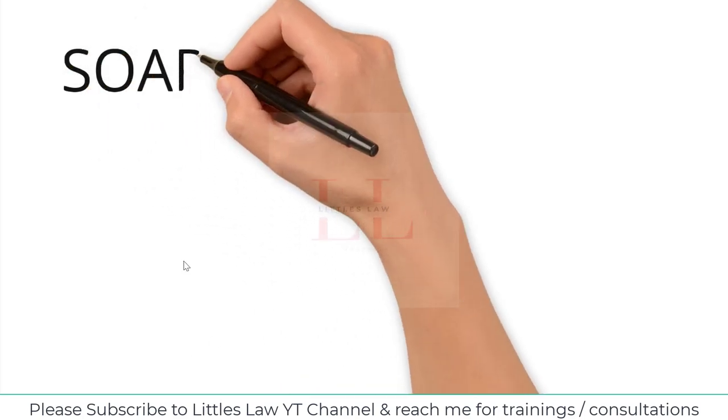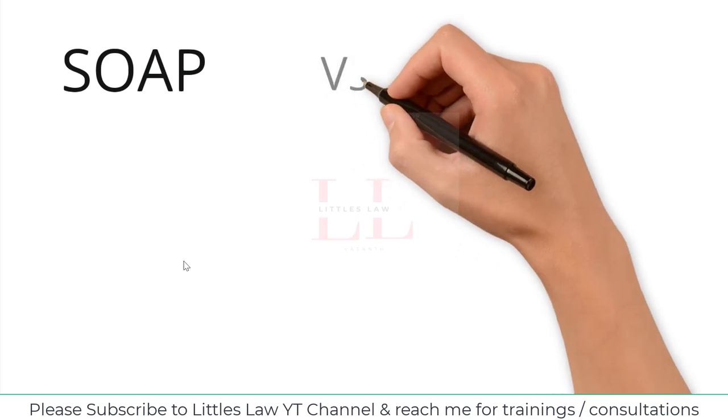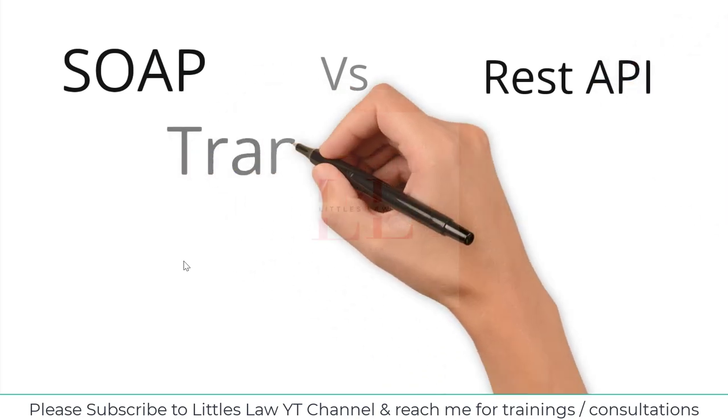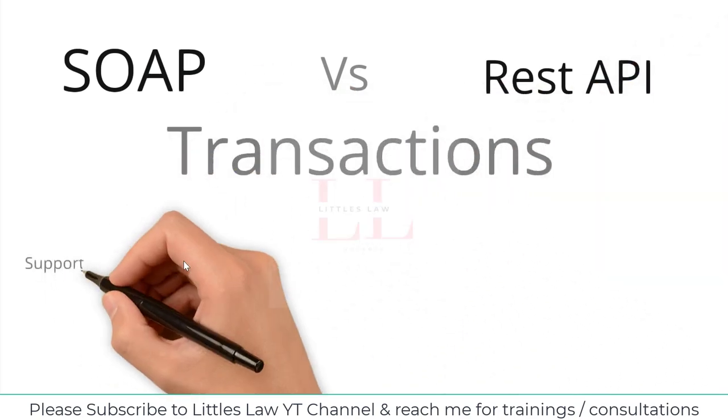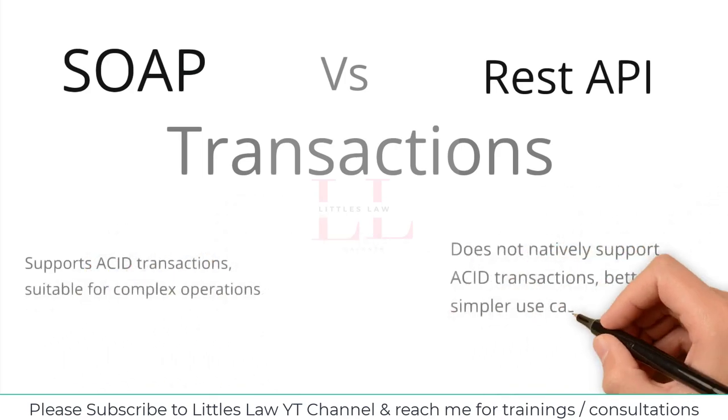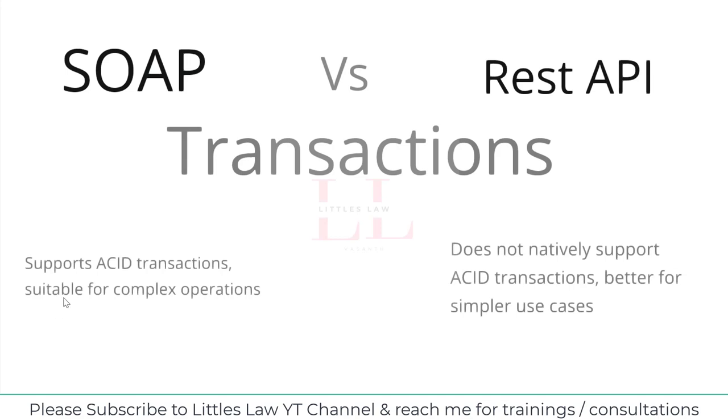The next difference between SOAP and REST API is transactions. When it comes to transactions, SOAP supports ACID transactions. When I say ACID, it is atomicity, consistency, isolation, and durability. We all must have studied ACID in databases. It's a very basic concept about any transaction, which makes it suitable for applications requiring complex transaction management, such as banking systems where multiple operations must either all succeed or fail together.